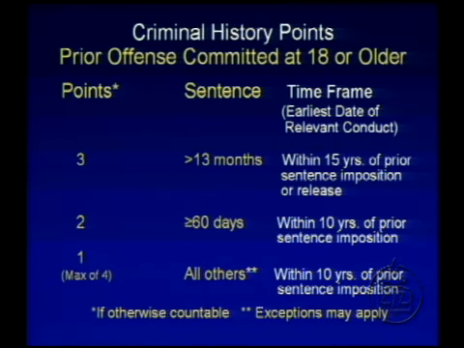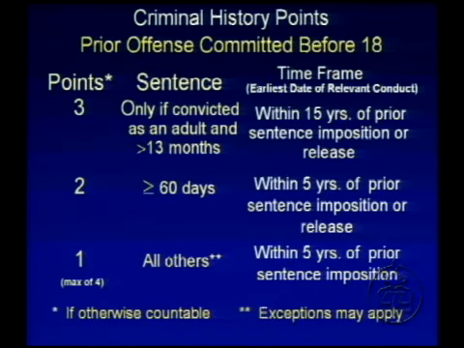Now, let's take a look at offenses committed before the age of 18. In contrast, you will see that the only difference is for 2 and 1-point offenses. At the bottom right of this chart, you can see that the 10-year window that would normally apply for offenses committed at the age of 18 and older has been reduced to a 5-year window.